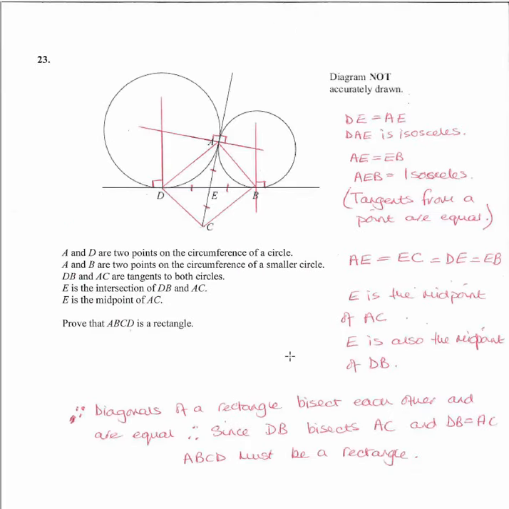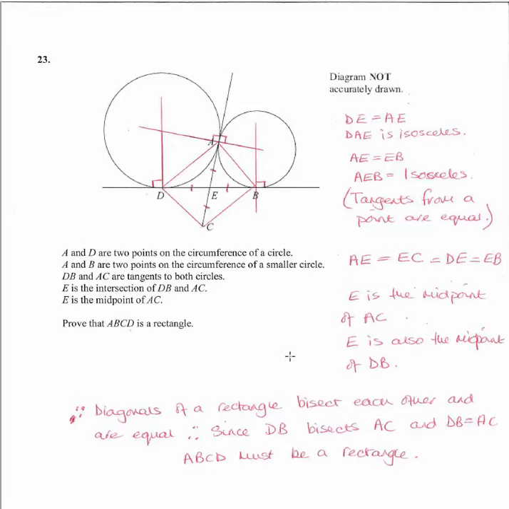Lastly, we're going to look at this shape here, the last question on the paper, and we've got to prove that this shape here is a rectangle. Now you can see that the person's drawn it in. It doesn't look like a rectangle. It doesn't need to look like a rectangle. We've got to prove that it is.